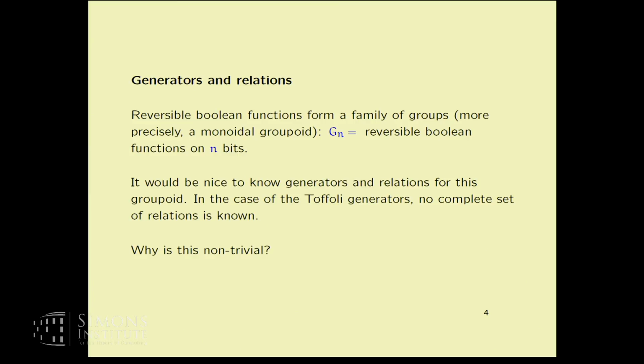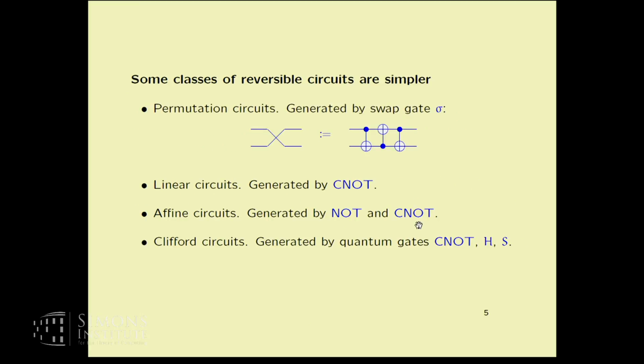And why is this a non-trivial problem? It turns out there are many classes of circuits for which this problem of finding generators and relations has very easy answers. And they're subgroupoids of this groupoid we just discussed. The simplest example is the one I already mentioned, permutation circuits, where you take as generators just these swap gates. So that would take a pair of bits and actually permute them. And you can implement that in terms of these C0 gates like this.